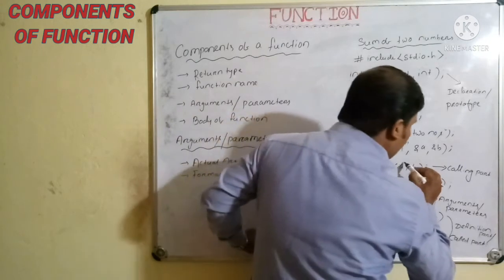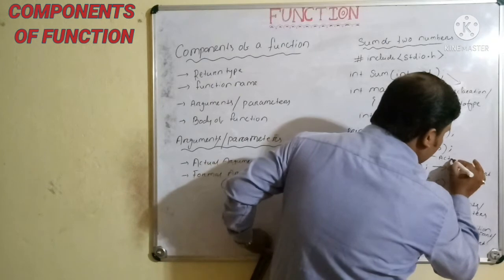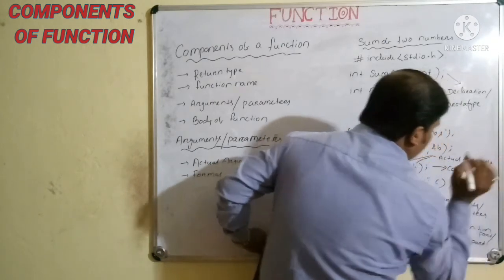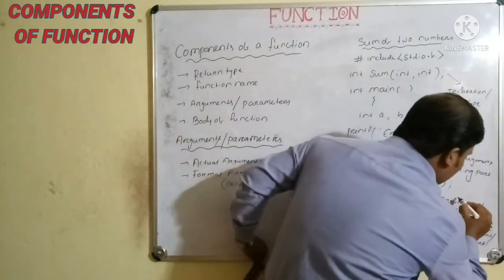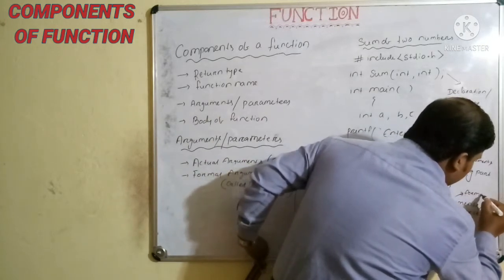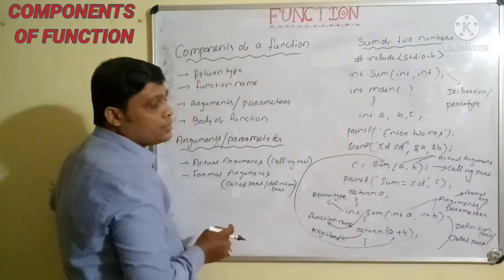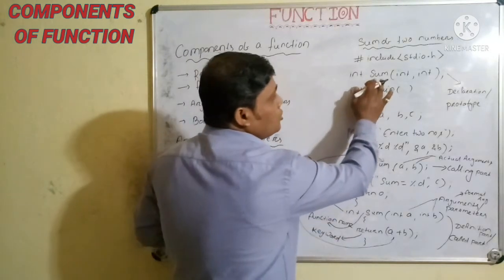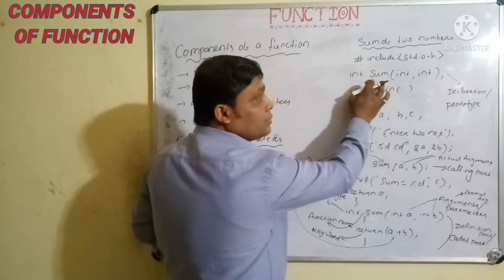Here, this A and B are the actual arguments because these are the calling part arguments. These arguments are called actual arguments or parameters, and these A and B in the definition are called formal arguments. Formal arguments. Clear?